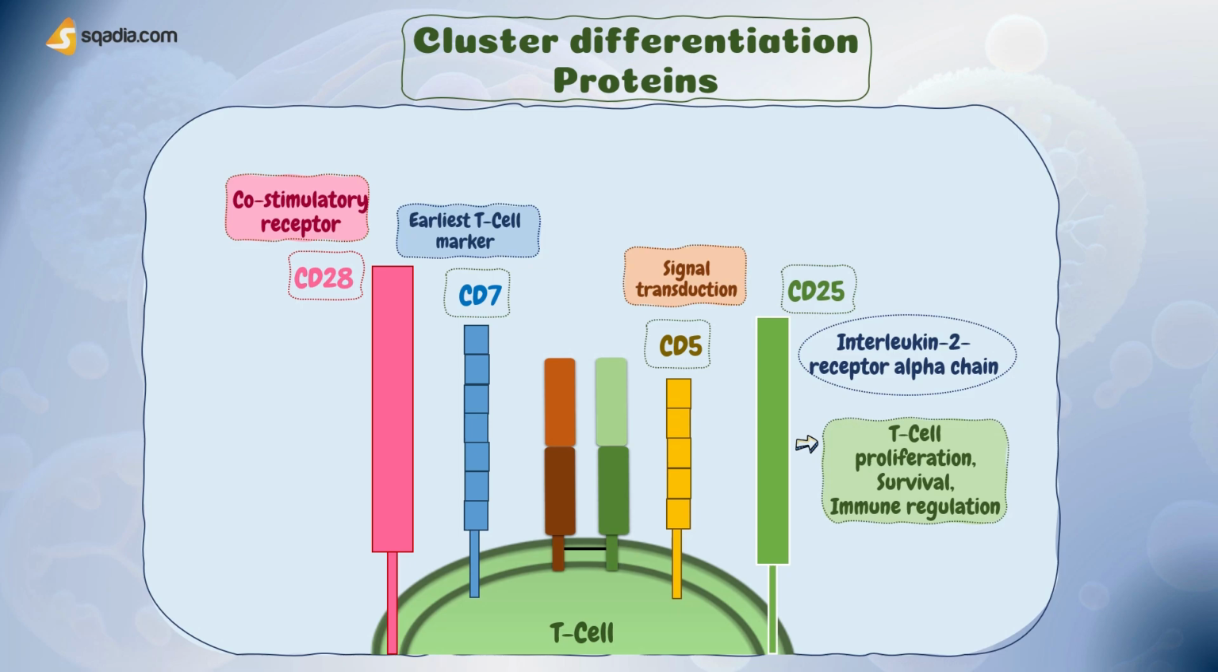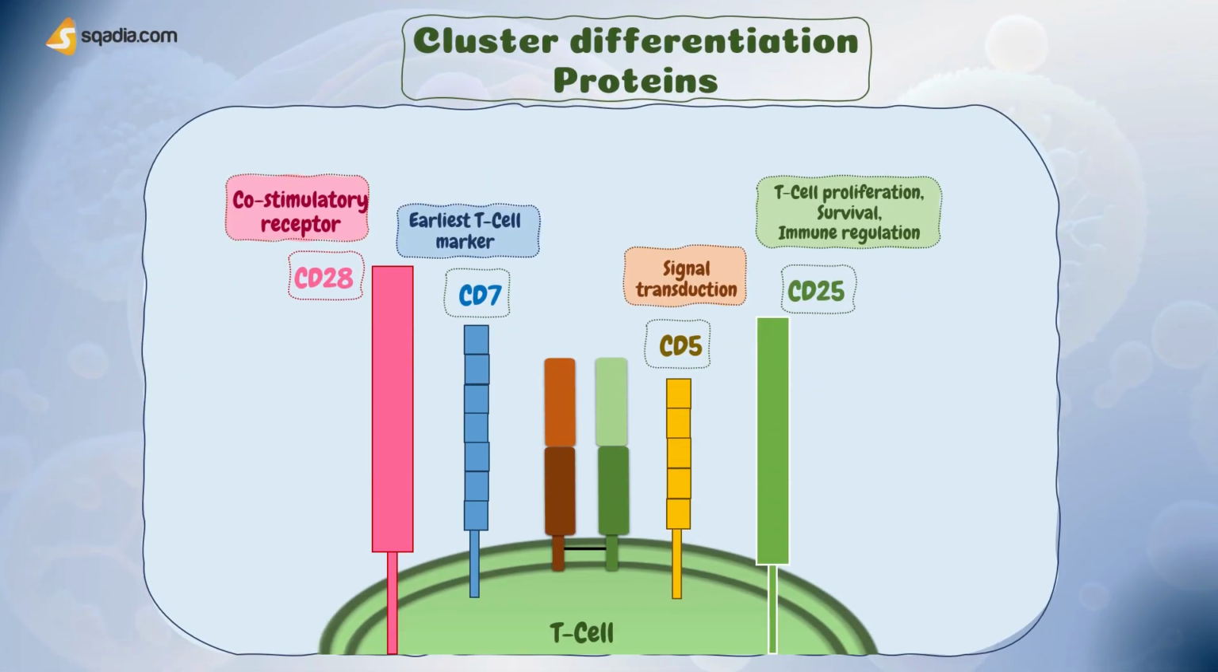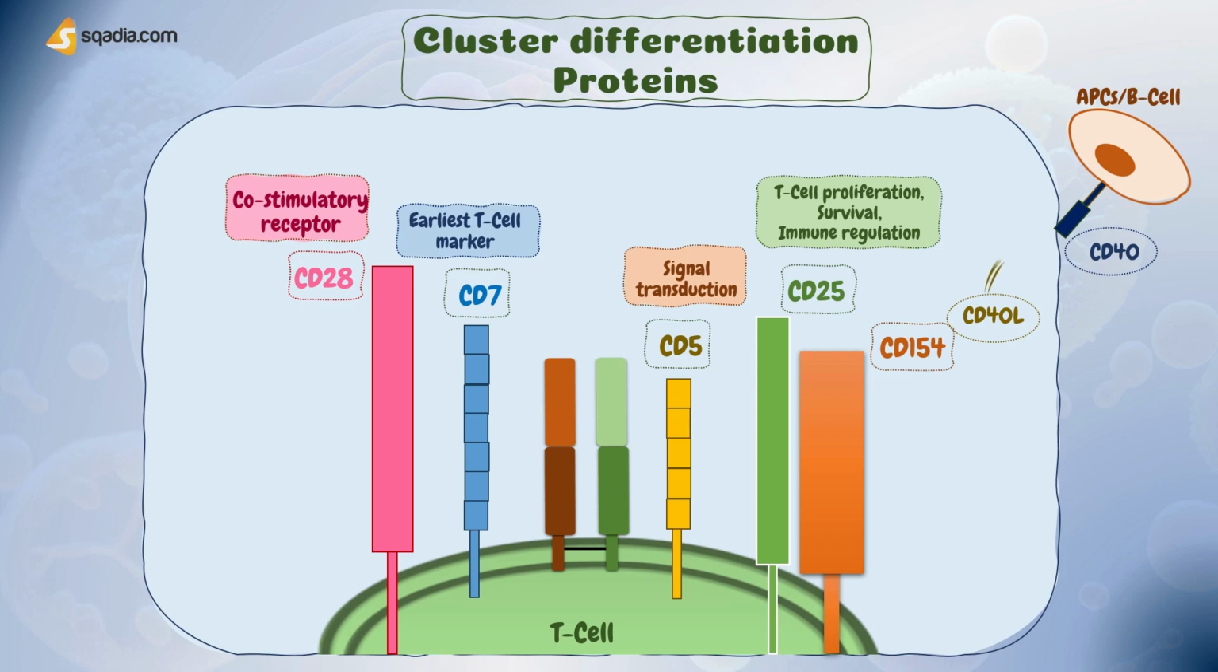to interleukin-2. Another CD protein expressed on T cells is CD154. That has another name, that is CD40L, which means it acts as a ligand for the CD40 protein found on antigen-presenting cells and mainly B cells. Or simply, it interacts with CD40, providing co-stimulatory signals necessary for B cell activation, antibody production, and immune responses.